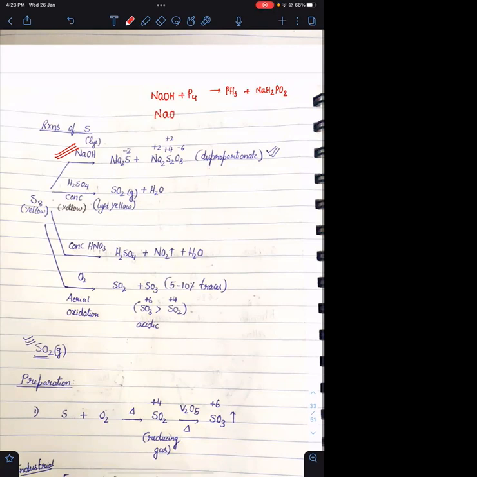The reaction of NaOH with Cl2. Cl2 has two different reactions: cold as well as hot. In the cold case, you will get NaCl plus NaClO, hypochlorite. In the hot case, you get NaCl plus NaClO3, chlorate. This reaction is important. This is the reaction of NaOH with non-metals: with phosphorus, with chlorine, and with sulfur.